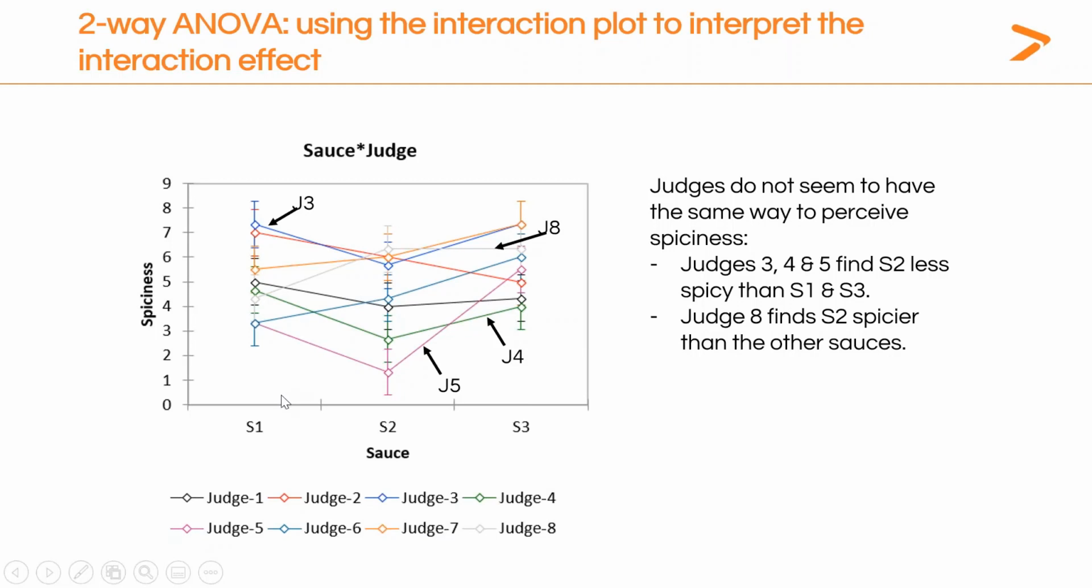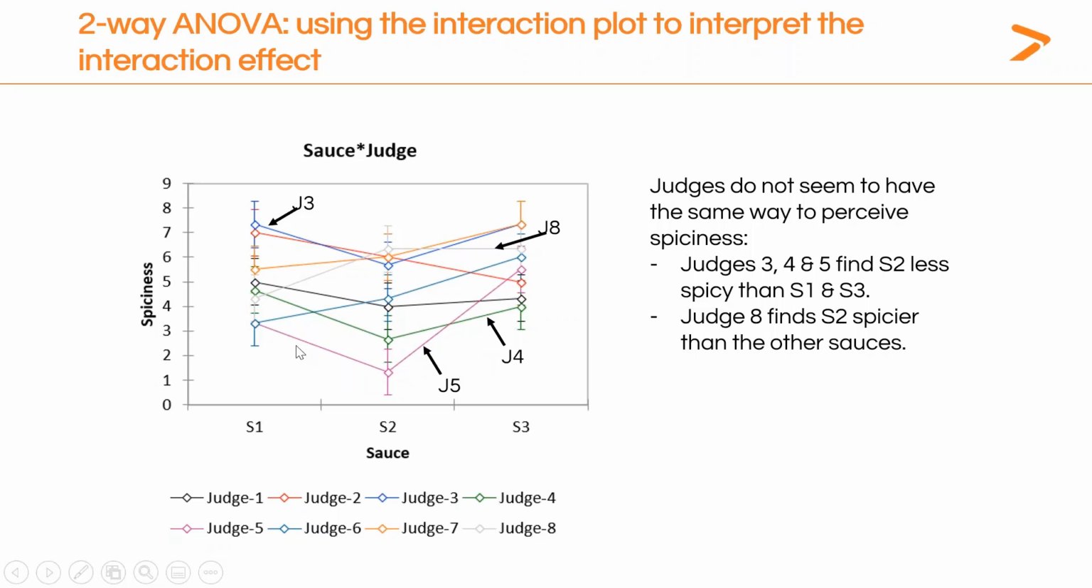So the interactions plot represents spiciness on Y and represents one of the factors on the x-axis. So this is source in this case, and the other factor is represented with different lines, 1 line per category. Here we have 1 line per judge. I could have had the opposite, so judges on the x-axis and 1 line per source.